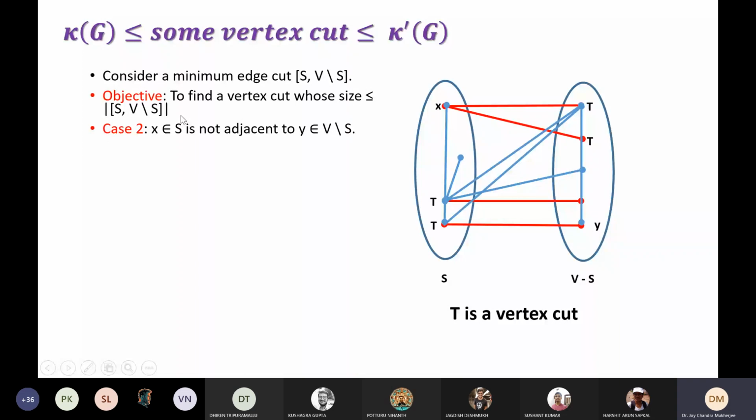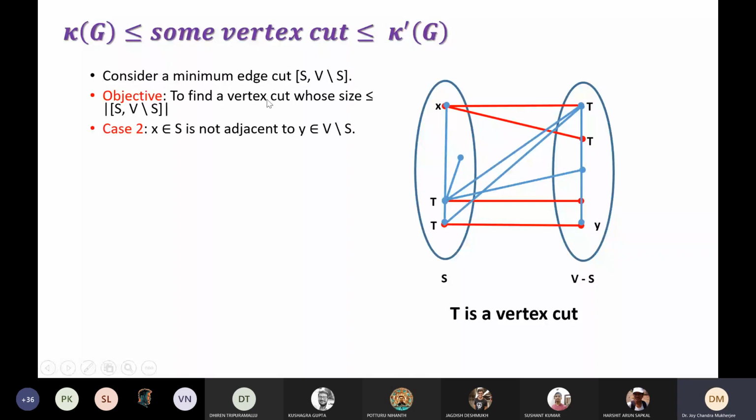So our objective is, suppose we have a minimum edge cut, and it is not an edge cut where every vertex in S is adjacent to every vertex in V minus S. So it is a different kind of minimum edge cut, where at least there is some vertex X which is not adjacent to Y, which is in the other part, V minus S. Now our objective is to find some vertex cut whose size is less than or equal to this minimum edge cut.